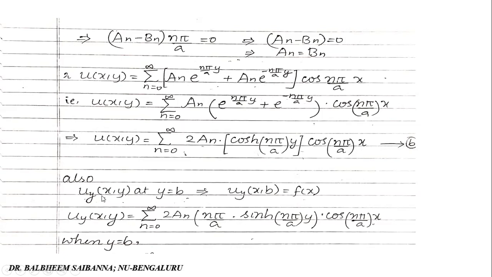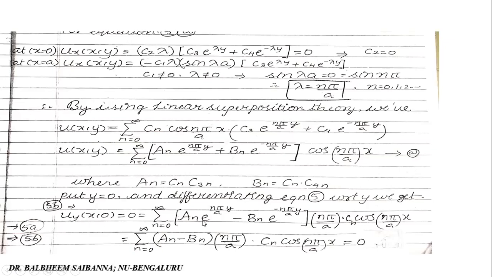Also, like this, using the uy, u of x comma y at y is equal to b, uy of x comma b is equal to f of x is the boundary condition given there. Then u of x comma y is equal to summation n is equal to 0 to infinity 2 times an, n pi by a, sin hyperbolic n pi by a y cos n pi by a into x. When y is equal to b, then we'll get u of x comma y where it is here, y is equal to b in this equation.